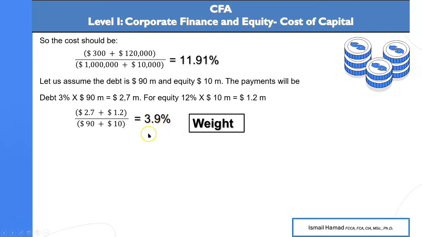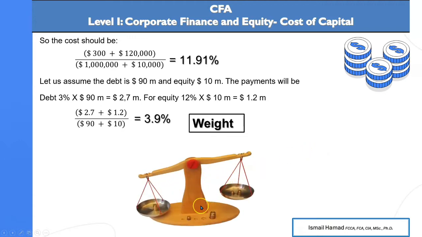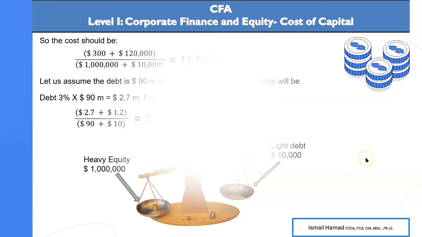The average is affected by the weight and tends to move close to the portion of the finance that is heavily used in the company's balance sheet. So it is a weight like this, simple weight. So you see here the weight is heavy and here it is very light. So this is the equity of 1 million, heavy equity, and this is a very light debt of 10,000. In this way, the weighted average cost of capital will be close to the heavy equity, which is 12%.